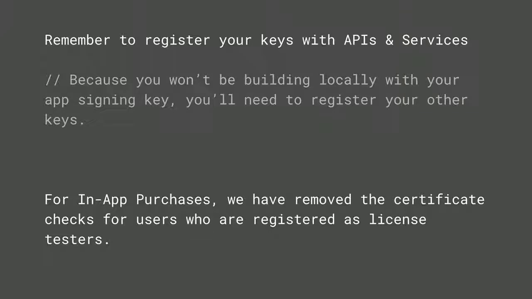Now, if you're testing locally and you've enrolled in Google Play App Signing, you will likely no longer have access to the app signing key, as it will be managed by Google Play. So you're going to be signing your local builds with the upload key or another key. Remember to register this local key in addition to your app signing key with all the relevant APIs and services that your app uses in order to ensure that your app will continue to function correctly when testing locally.